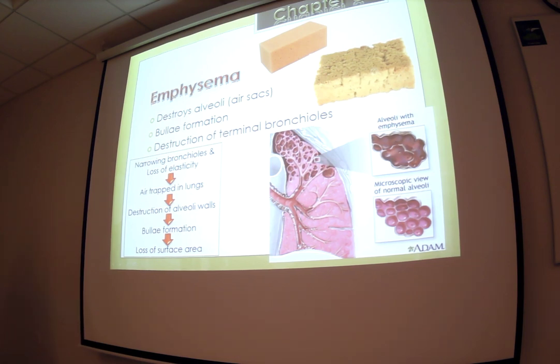So again, narrowing of the bronchioles and loss of elasticity leads to air trapped in the lungs, which then leads to that destruction of the alveoli walls, and then leads to bullae formation, and then loss of surface area. So each of these large areas is considered that bullae.